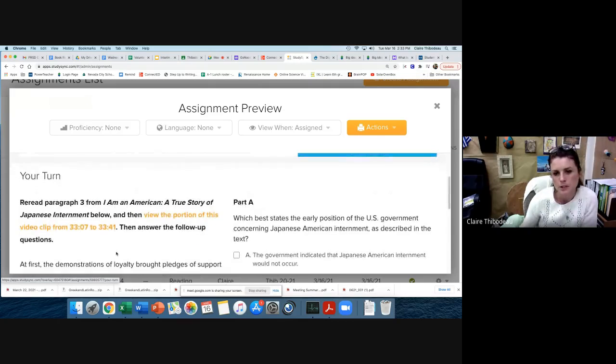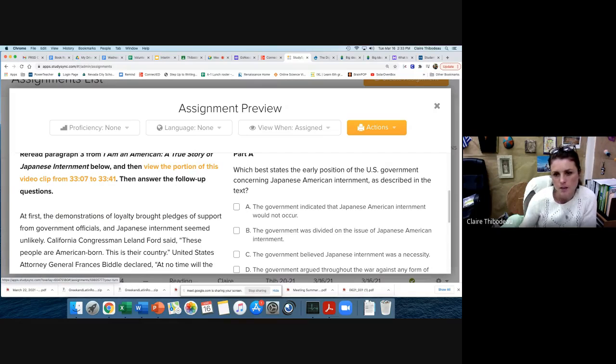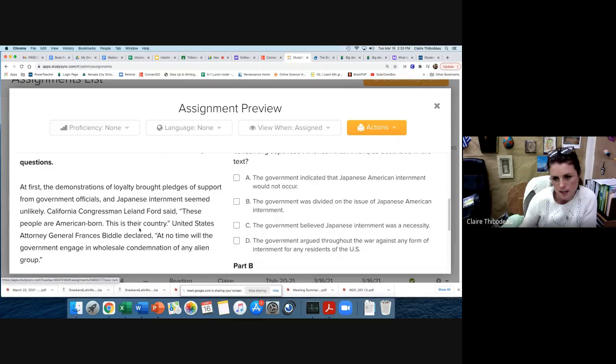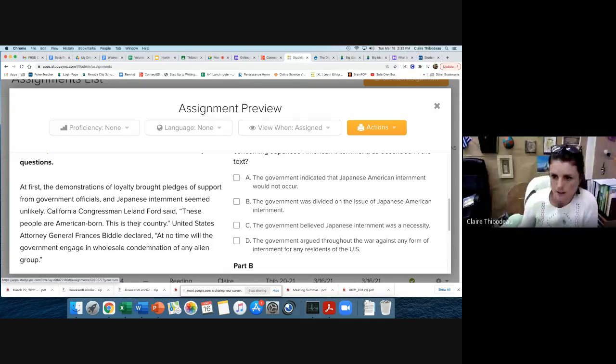So for part A, which best states the early position of the U.S. government concerning Japanese American internment as described in the text? A, the government indicated that Japanese American internment would not occur. B, the government was divided on the issue of Japanese American internment. C, the government believed Japanese internment was a necessity. Or D, the government argued throughout the war against any form of internment for any residents of the U.S.